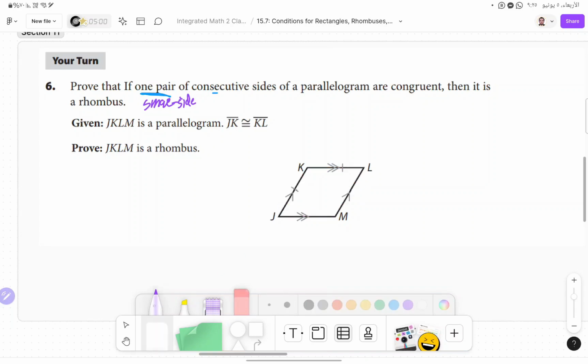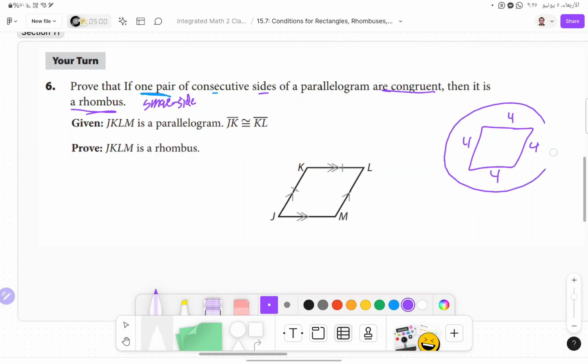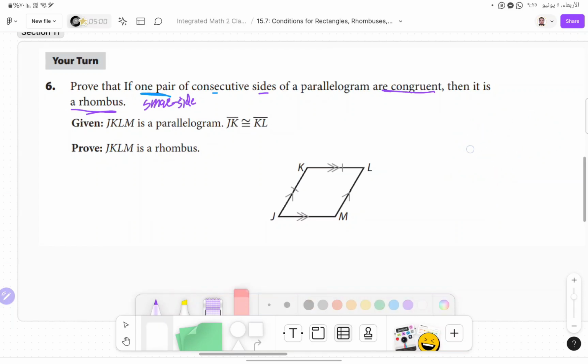So now let's check here. One pair of consecutive sides of a parallelogram are congruent, then it's a rhombus. We know that the rhombus, this one is 4, this one is 4, this one should be 4, this one sure. So if all sides are equal, this is a rhombus. If one side is not equal, this is not a rhombus, right? Yes. Now look at this one. Given that, using the lines here, this line shows this one here is equal to this one here. So this is a rhombus.